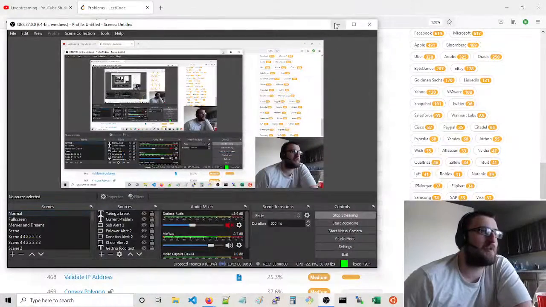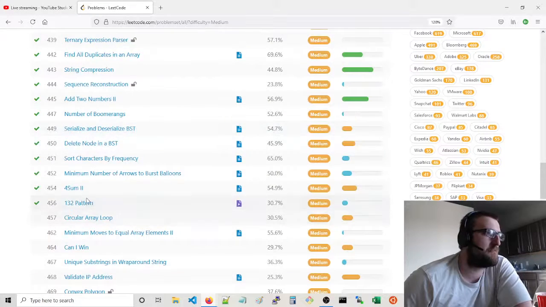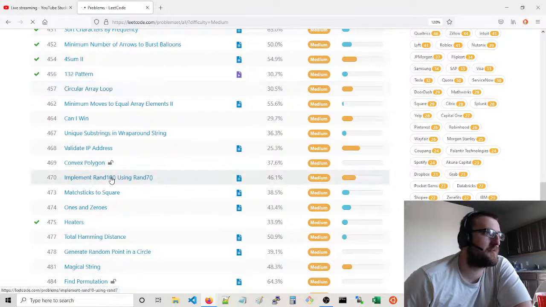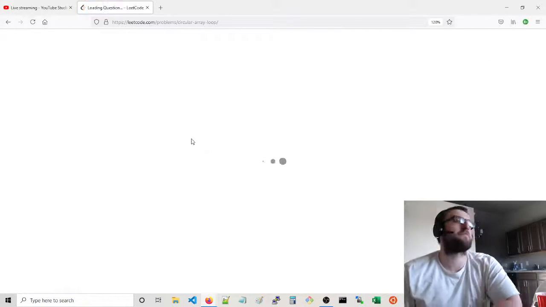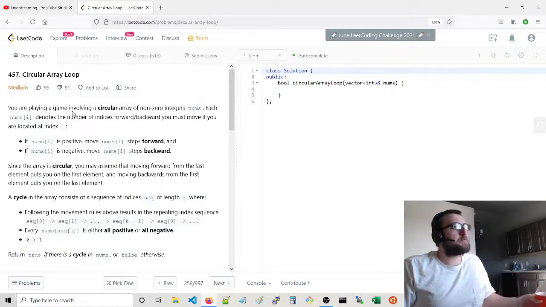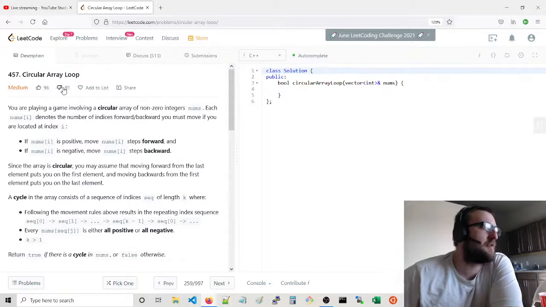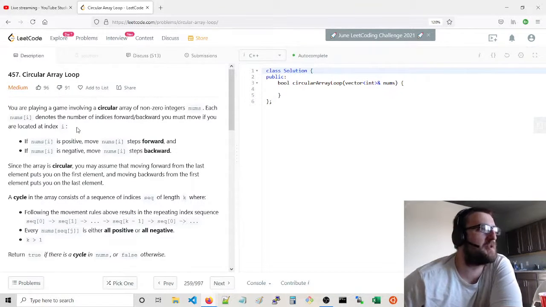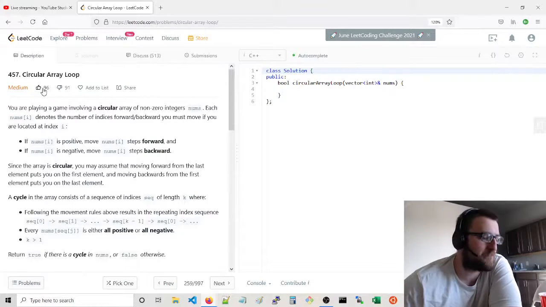So we are looking at circular array loop. Let's see how we do. Playing a game involving a circular... Not a lot more likes than dislikes. Almost an even number though, which usually is not a positive thing.